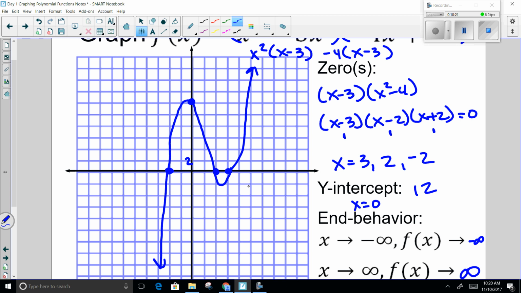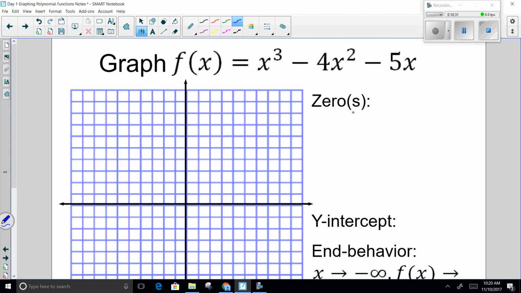This is a rough sketch. It's not perfect. It does not mean this is exactly what it looks like. We're getting an idea. When we get to calculus, you can figure out how to do it from there. Okay? Let's look at another one.